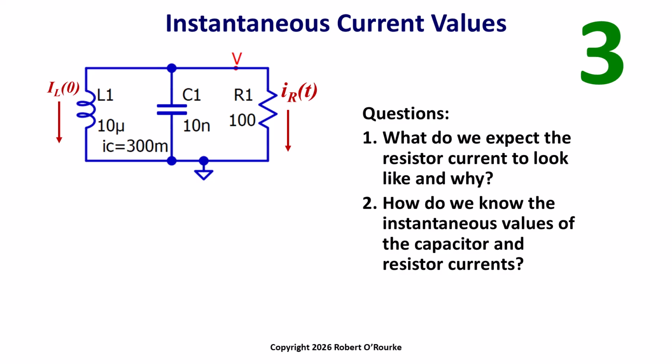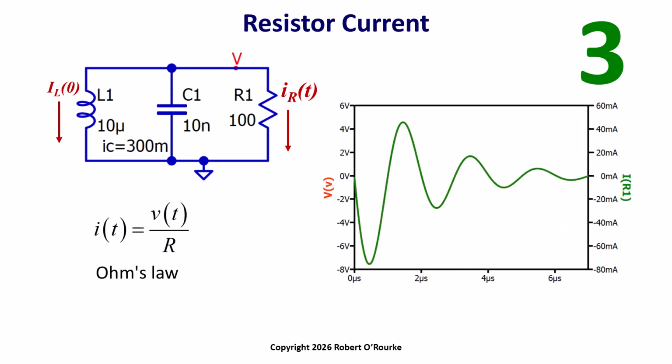Section 3. Instantaneous current values and the resistor current. Here are two questions we want to answer. First, what do we expect the resistor current to look like? Second, how do we know the instantaneous values of the capacitor and resistor currents at time 0? For the resistor current, we know that it is related to the voltage by Ohm's law. This means that the resistor current will have the same shape as the voltage.